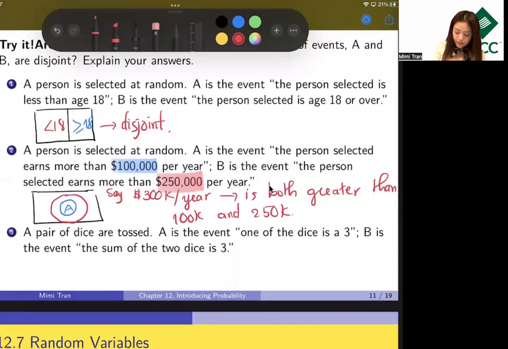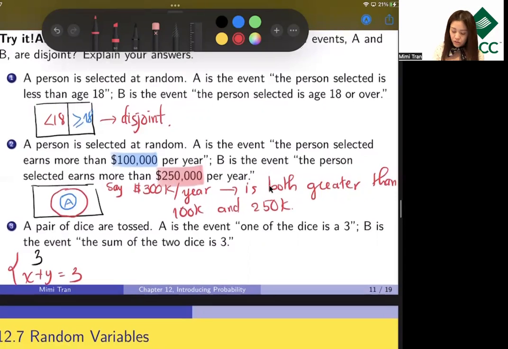All right, let's see. A is one of the dice is 3. B is the sum of the two dice is 3. What do you think? It's a disjoint event, right? Because for the sum of the two dice, either one die is 1 and the other die is 2, or vice versa. It can't be 3 at the same time. So yes, disjoint. So this one is disjoint.